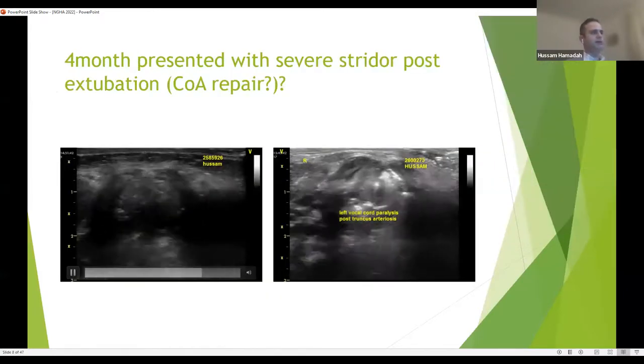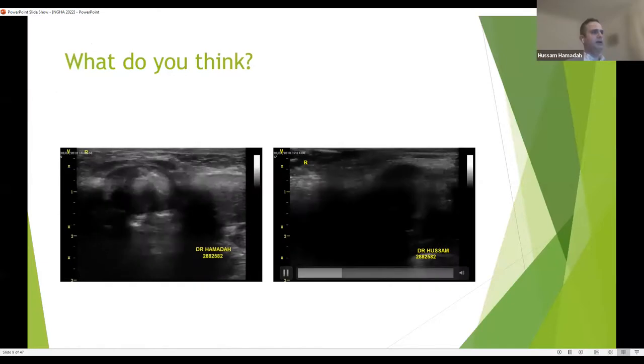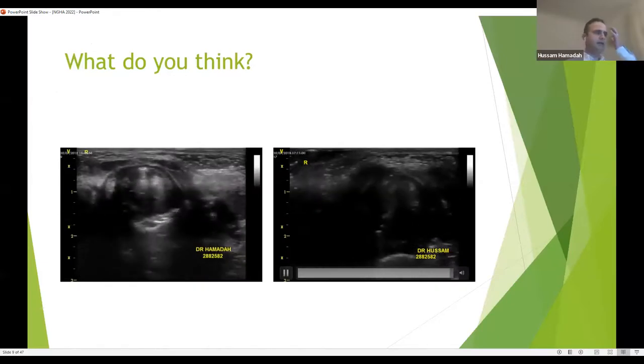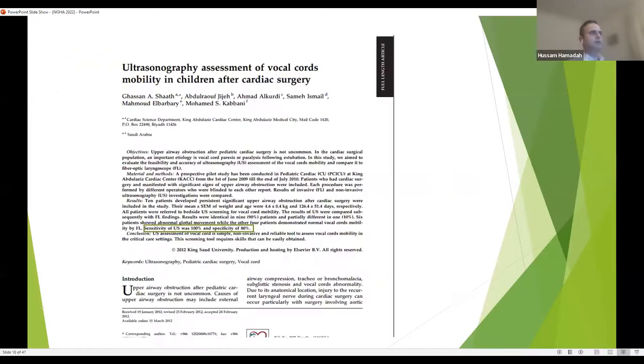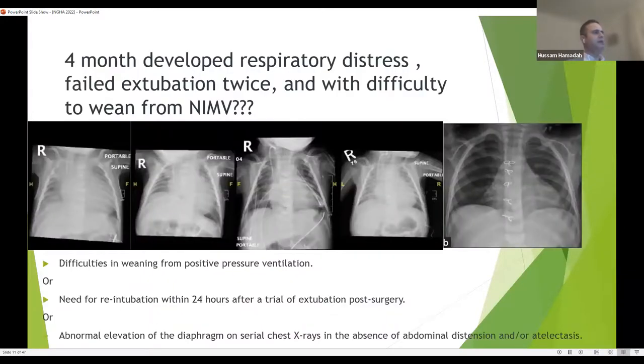The vocal cords are moving here. In the other ultrasound here, the left vocal cord is not moving. We performed a study with Dr. Shas and the rest of the colleagues, and we found that the sensitivity and specificity for ultrasound is very high if you use it. Then we will go to another dilemma.